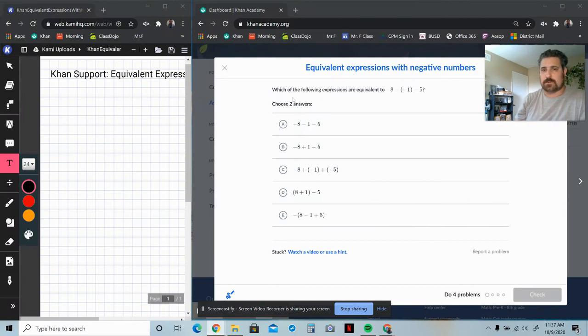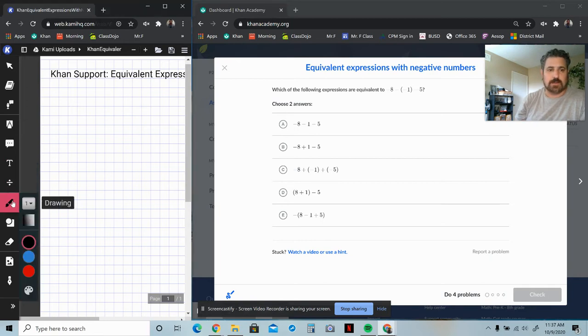So you can see here it says which of the following expressions are equivalent to -8 take away -1 take away 5. Well, the first thing you can do is you can just simplify it if you wanted to find out the value of that. But you don't really need to know the value of it. But what I would do is I would kind of just start by writing in the expression and then doing the most basic things to it.